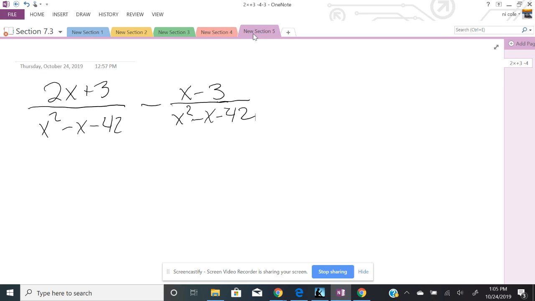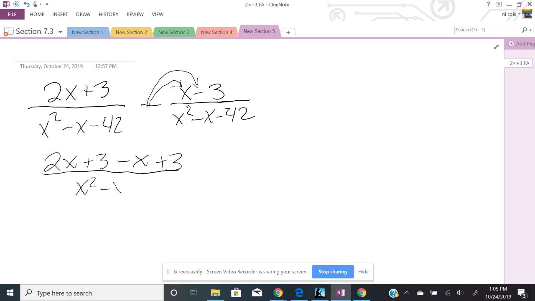All right, our last problem. Okay, so now same denominator, so we can just do straight across math. So I have 2x plus 3 minus x plus 3. So don't forget that minus goes to both items, okay? All over x squared minus x minus 42. Okay, I'm going to simplify. I'm going to combine like terms on top, so that's going to be x plus 6 all over.